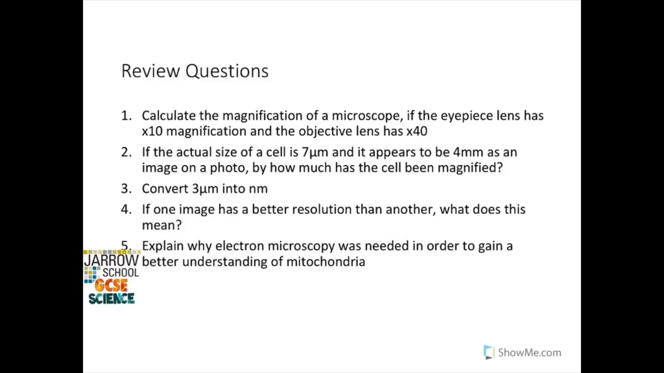Okay, so question 1. All you need to do here is simply multiply 10 by 40, and that obviously equals 400.